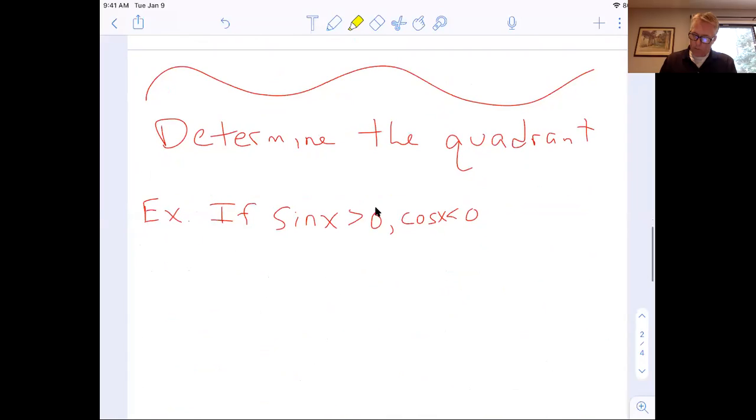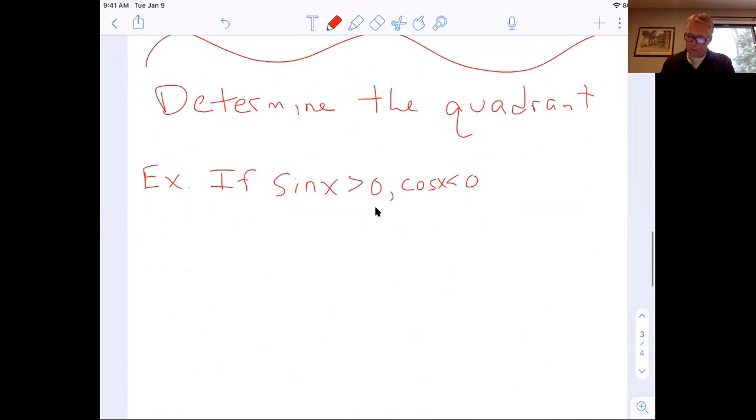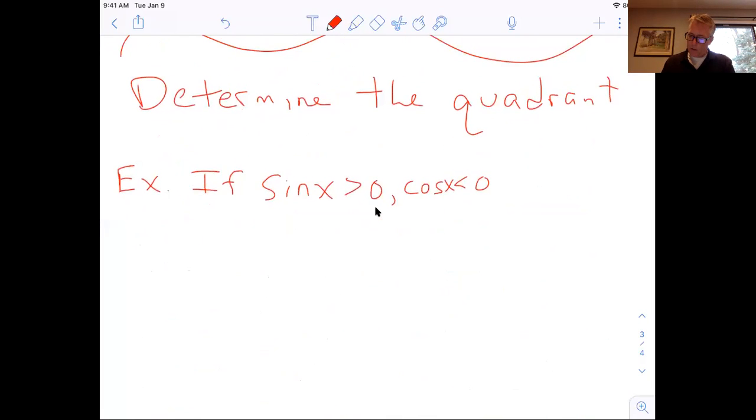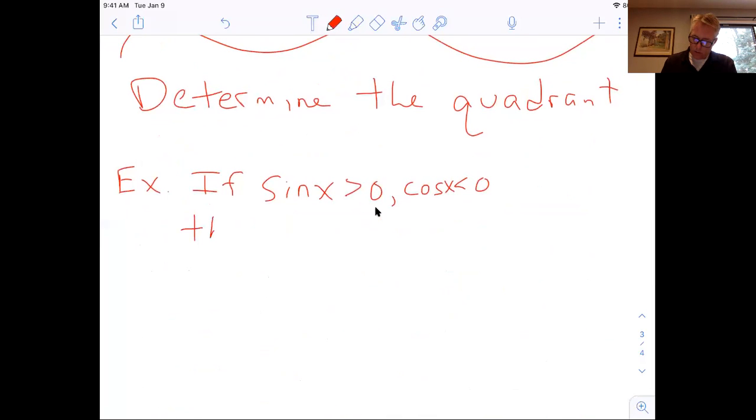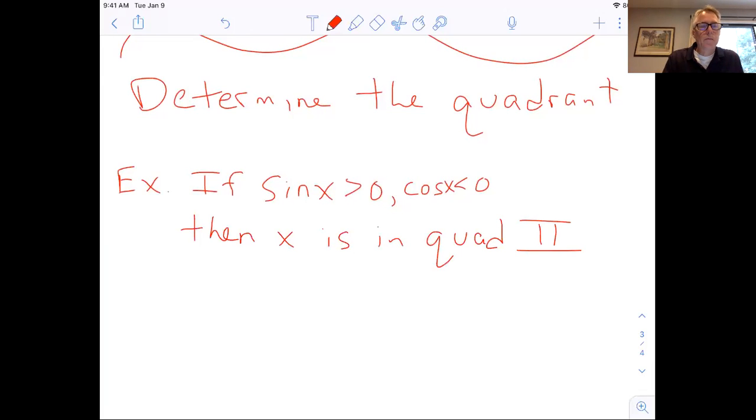So again, if the sine of x is greater than 0 and the cosine of x is less than 0, then x is in quadrant 2. All right, any questions?